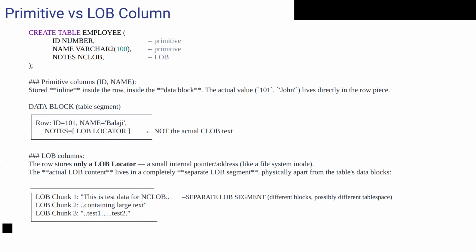This is the actual data. For example, this is the sample data that I have provided, an NCLOB containing large text that I have written. This is split into different chunks. That's how your data gets stored, and that is the difference between storing primitive data and LOB data.